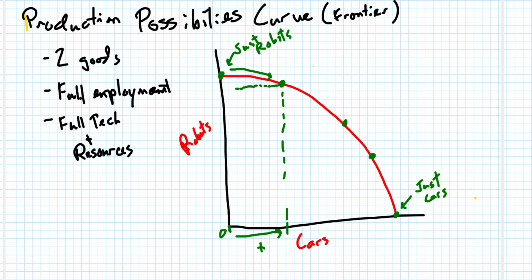So a couple other places to look at on the curve. If we're producing inside the curve, this is possible, but it's really inefficient. Nobody wants to be here. We are being wasteful in some way, shape, or form. Instead of robots and cars, our employees are all out taking long lunch breaks, or something happened maybe with our technology, right? We ran out of oil. Some other factors caused unemployment or something. So we're operating inside the curve.